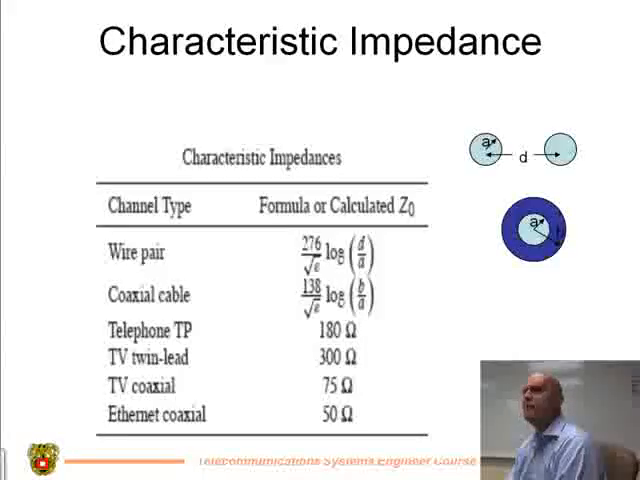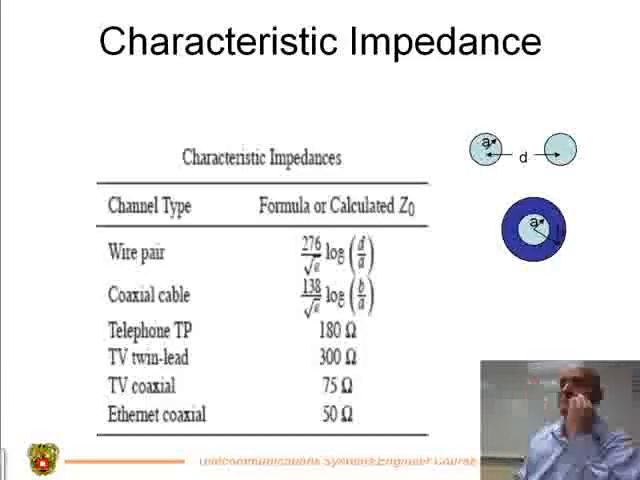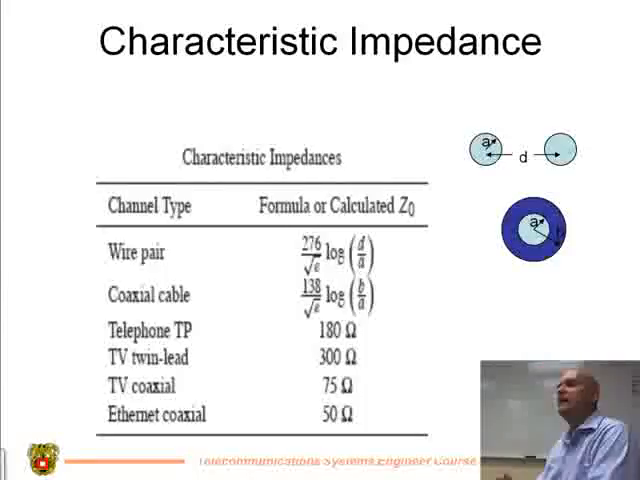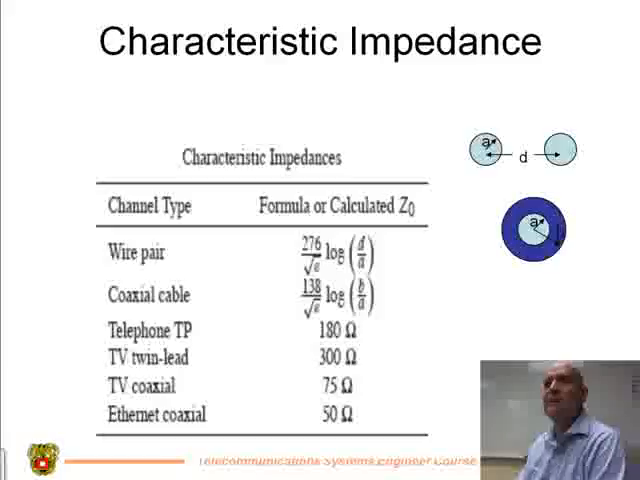What about Cat5 twisted pair? What's the characteristic impedance? Does anybody know? Still 50? Nope, it's not 50, because that's coax. I didn't put it on the slide because this is an exercise. Try and find the characteristic impedance of Cat5 cable. Google it. Yeah, it's 100. But that's at 100 megahertz.